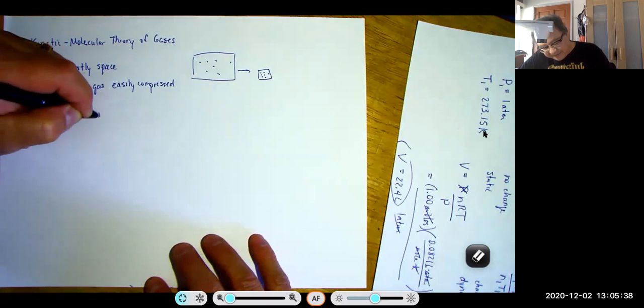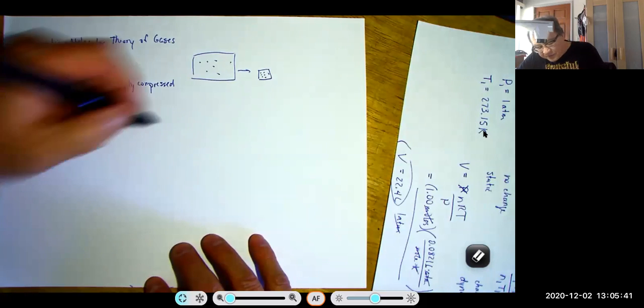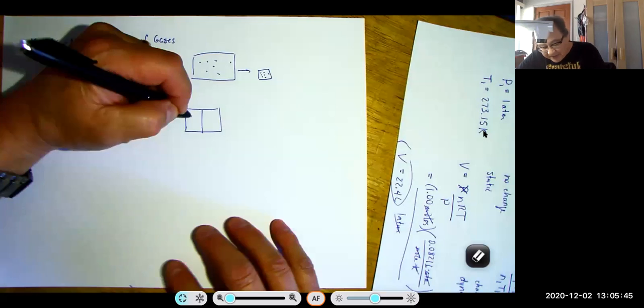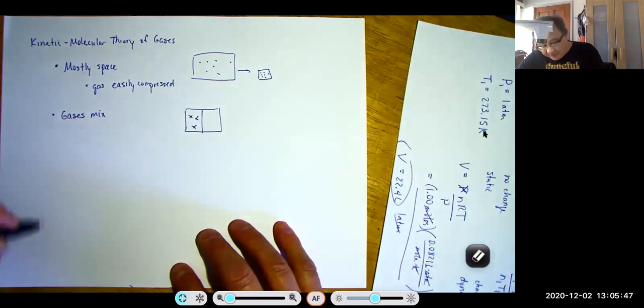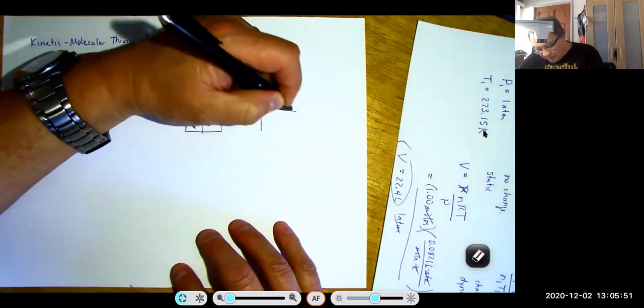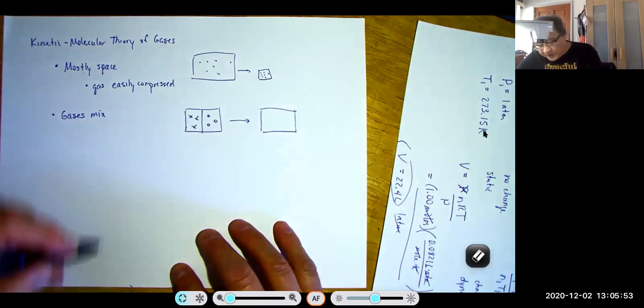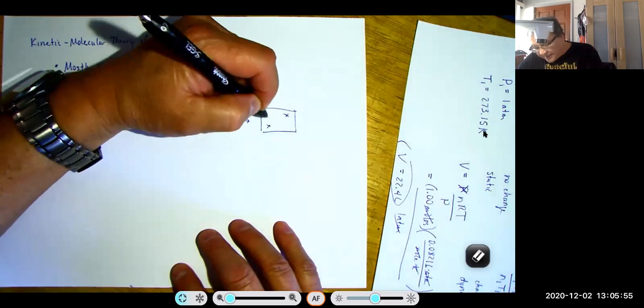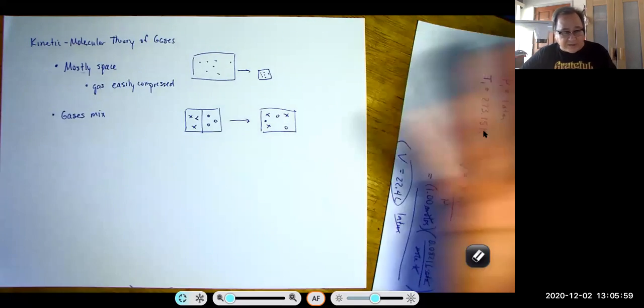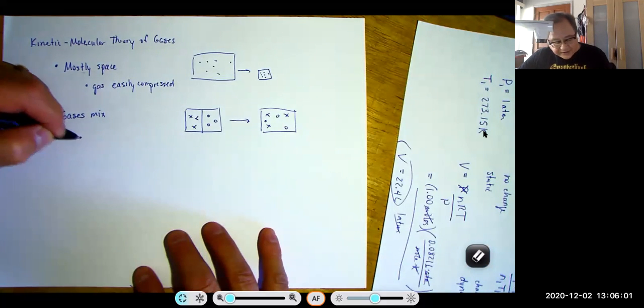Gases mix. So if I have two different gases here, and for this gas, I'm going to have three X's, and for this gas, I'm going to have three O's. If I remove that center bar, what's going to happen is that the gases mix. So the X's spread out, the O's spread out. Now, why do gases mix?